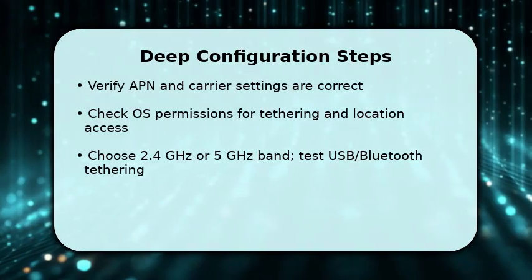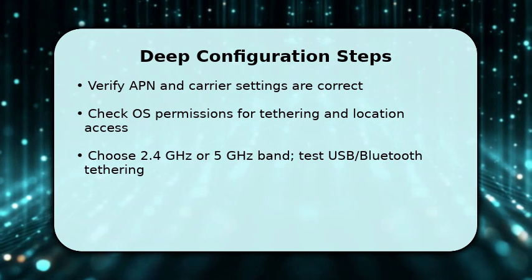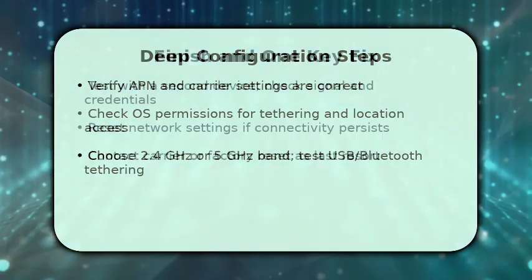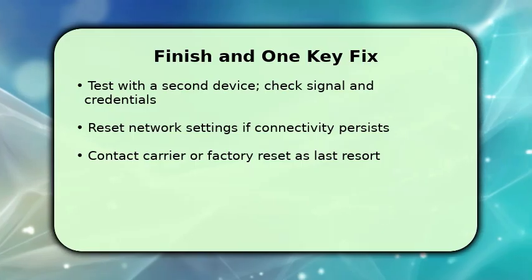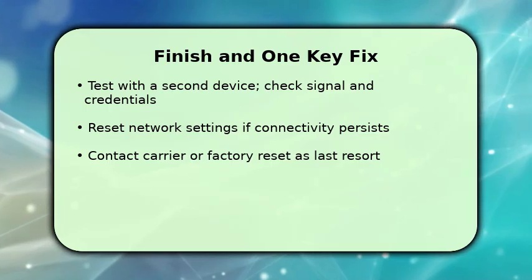If Wi-Fi clients fail, test USB or Bluetooth tethering to isolate whether the problem is the wireless radio or the carrier data path. To finish, try connecting a second device and run a quick browse test. This verifies credentials and data flow.